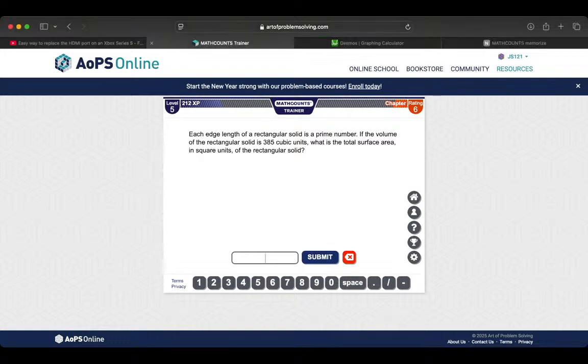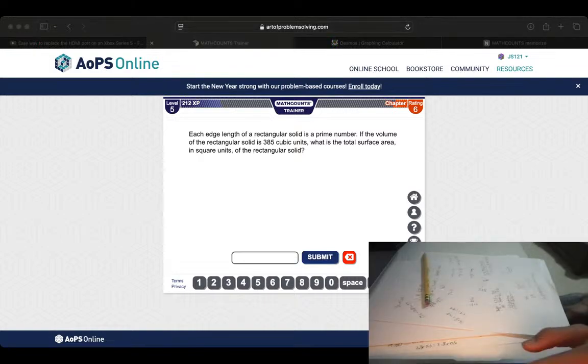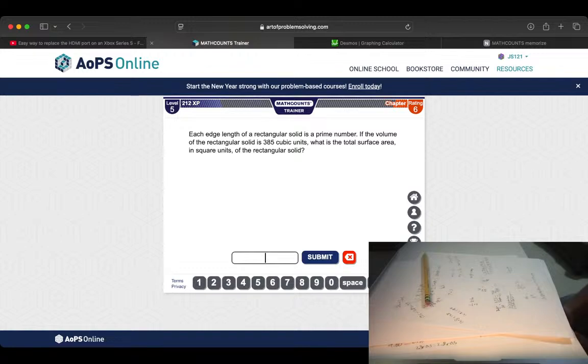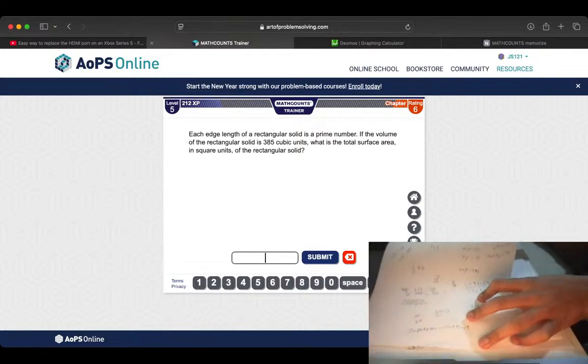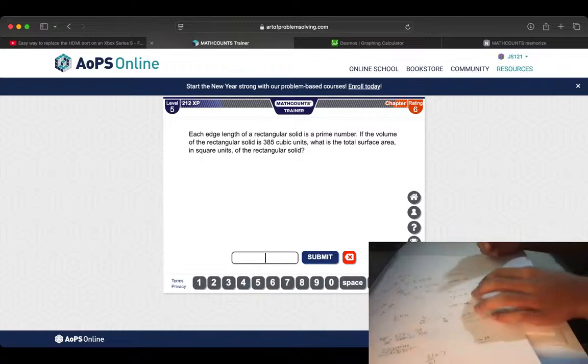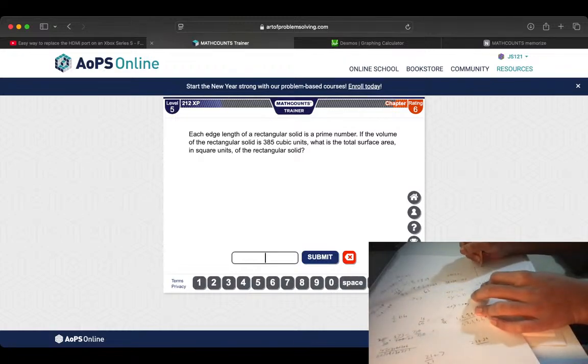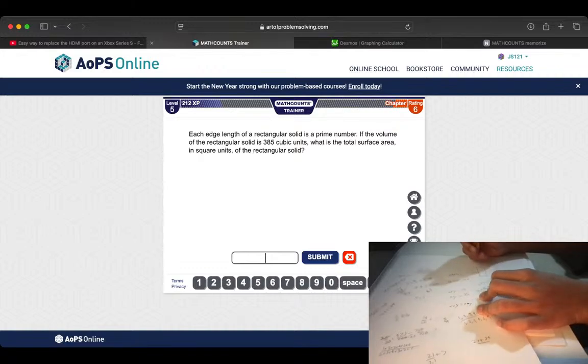Each edge length of a rectangular solid is a prime. Let's get the camera up for one last time. Each edge length of a rectangular solid is a prime number. The volume of the, okay, so this is a rectangular solid, right? So it's going to be only two prime numbers. It's going to be P, and let's just say R. I don't know.